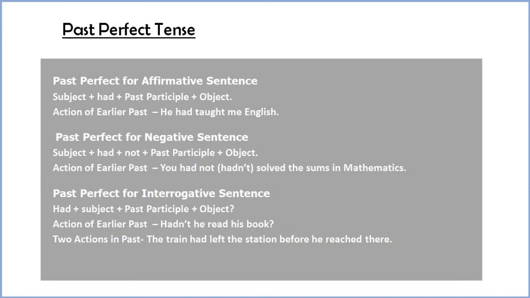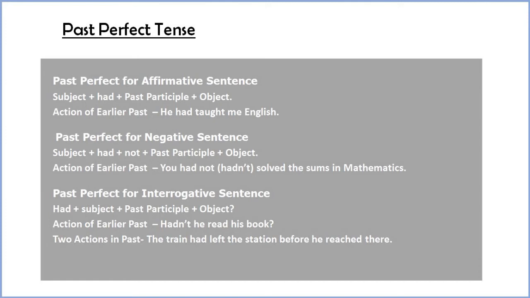Now here are the rules for past perfect tense. For affirmative sentences, the rule is subject plus had plus past participle plus object. An example is he had taught me English. Now the rule for negative sentences is subject plus had plus not plus past participle plus object. The example is you had not or you hadn't solved the sums in mathematics. Now for interrogative sentences, the rule is had plus subject plus past participle plus object as well as a question mark. An example is hadn't he read his book?